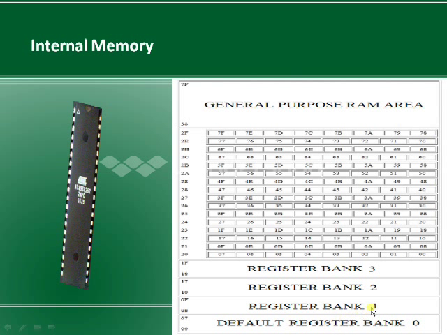This is how the general purpose RAM area looks, where you can see 00 to 1F are register banks, like register bank 0, bank 1, bank 2 and bank 3. The default register bank is bank 0, because by default the values present in RS1 and RS0 are 00. From 20 to 2F you have the bit addressable area, where you can access an individual bit without affecting any other bits. And 30 to 7F is the general purpose RAM area where the data values, or temporary data or temporary addresses like return addresses, will be stored.